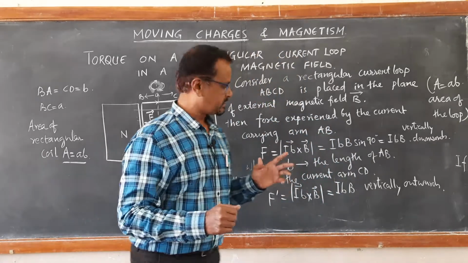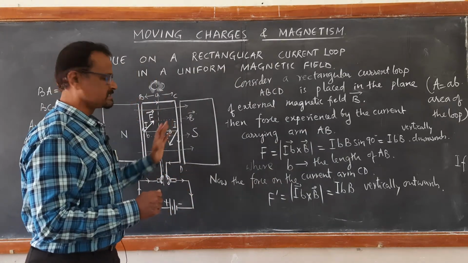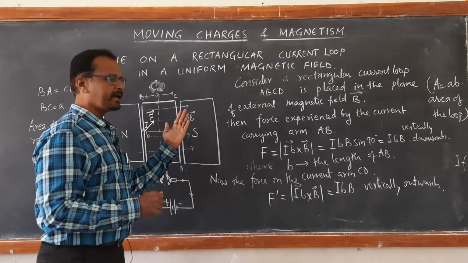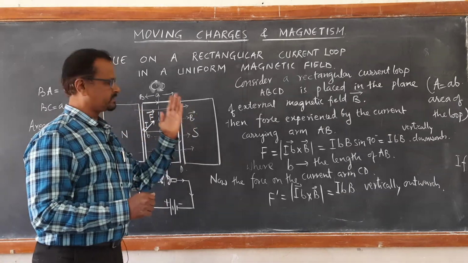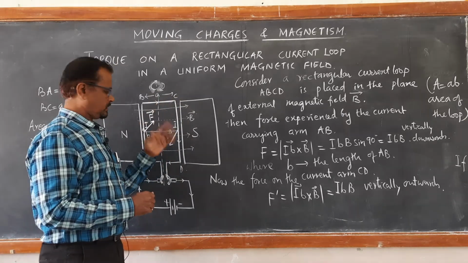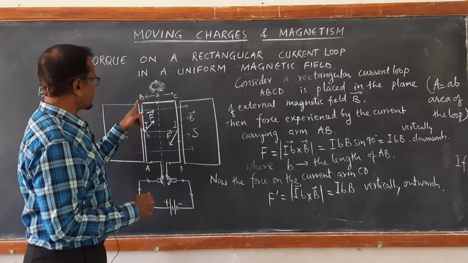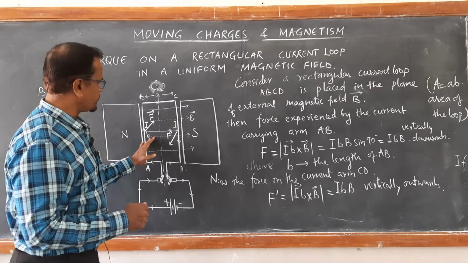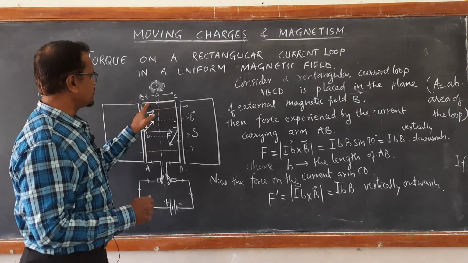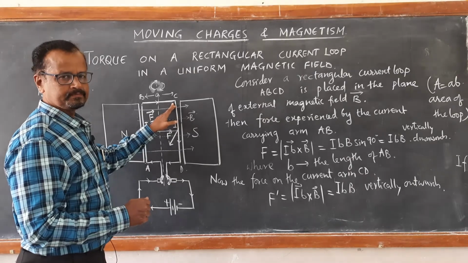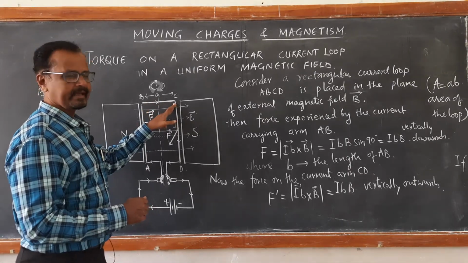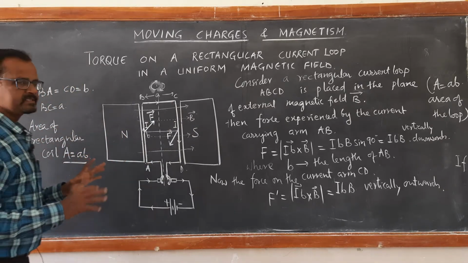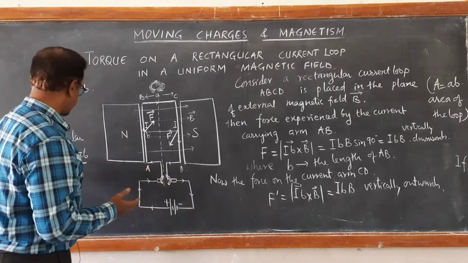Now for that, consider this rectangular loop being placed in such a manner that the plane of the rectangular loop is in the plane of magnetic field, in the direction of magnetic field. The plane is like this, ABCD is like this. As a result, what happens? You will find the current arm AB, let it be of length b, small b, and the current arm BC, let it be of length a, means breadth of this loop is a and length is b. So the area of the rectangular loop is length into breadth, that is ab.